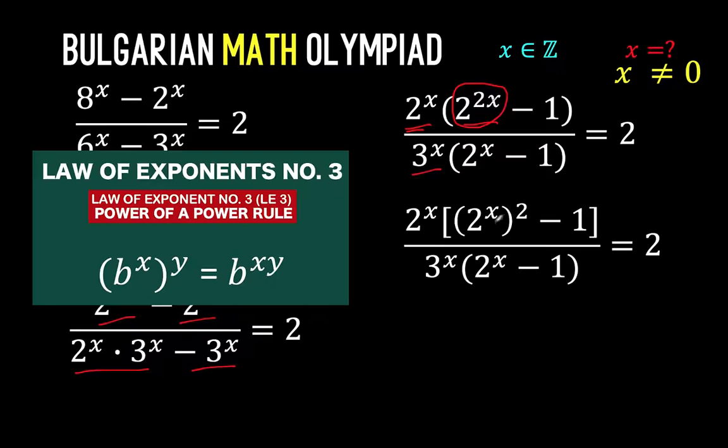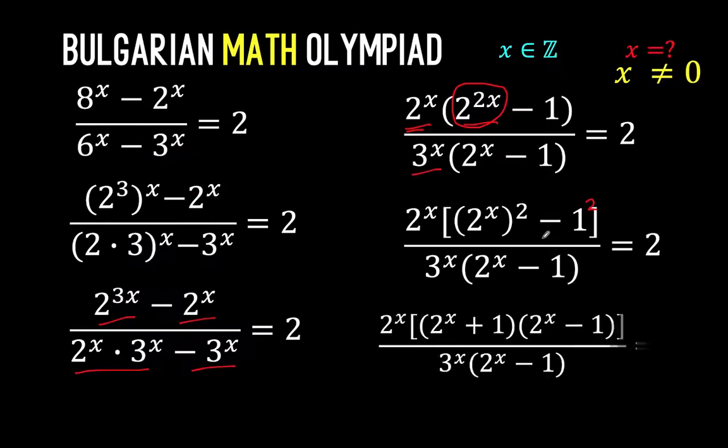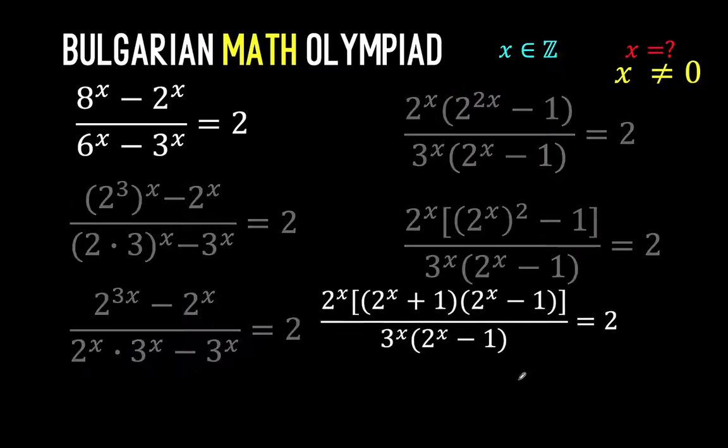Why are we doing this? Notice that 1 can also be written as 1 squared. And therefore, we now have here a difference of 2 squares, which we can factor like this. This (2^x + 1) is the first factor, times the same (2^x - 1), applying the difference of 2 squares identity. The beauty of this is we can cancel out these common factors. So let's do that in the next slide.